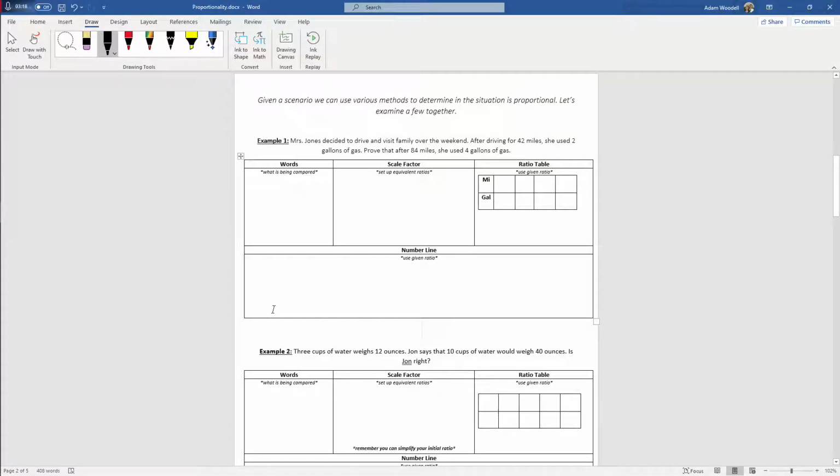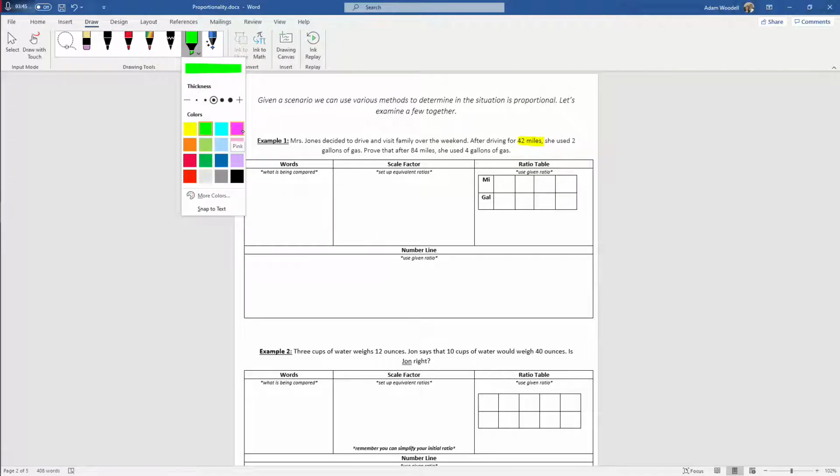So a lot of this unit ends up not being solely looking at proportions, but looking at word problems and coming up with the proportions from there. So I'm going to read the word problem. I'm going to highlight some key parts that I think are important, and then we're going to see how we can set up some proportions to help us out. Miss Jones decided to drive and visit family over the weekend. After driving for 42 miles, she used 2 gallons of gas.